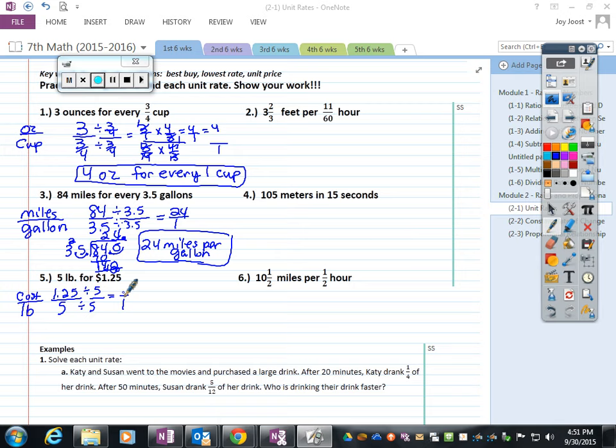$1.25 divided by 5. Remember, first number goes in, second goes out. Our divisor is a whole number, so we do not need to move the decimal in the divisor, so we will take the decimal straight up into the answer from the dividend and divide. 5 goes into 12 2 times. 2 times 5 is 10. Subtract and get 2. Bring down a 5. 5 goes into 25 5 times. 5 times 5 is 25. Subtract and get 0. So the cost per pound is 25 cents. So it is 25 cents per pound.